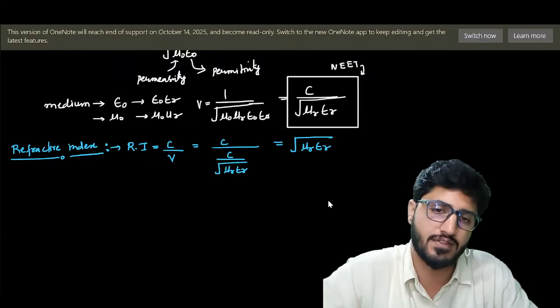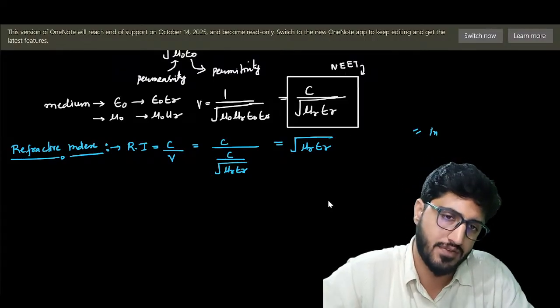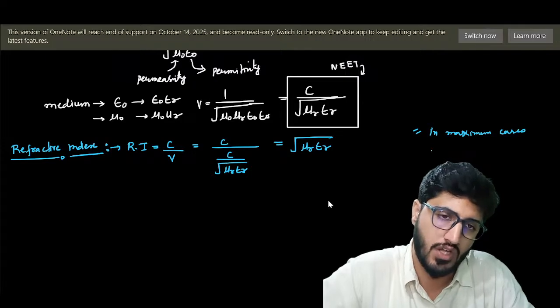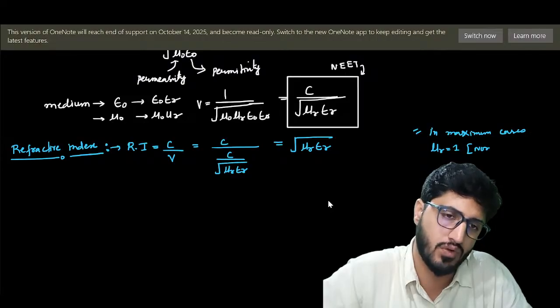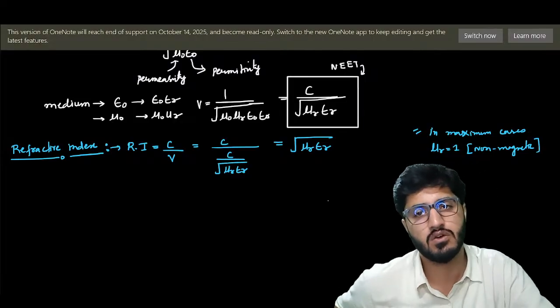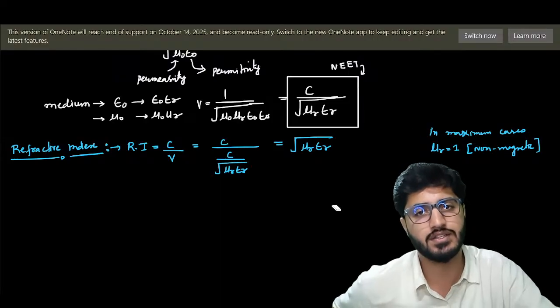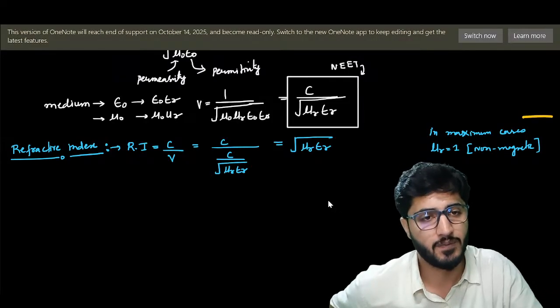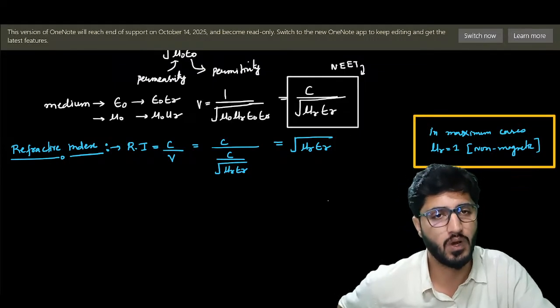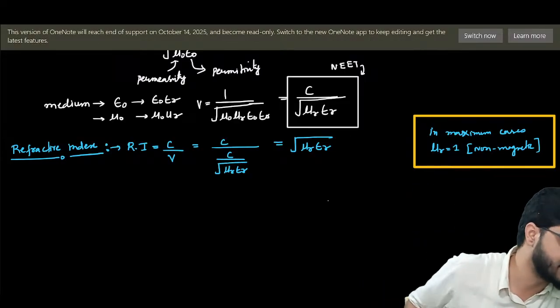And in maximum cases, we are taking mu r equals to 1. Do you know why? Because we consider both are non-magnetic materials. If nothing is given to us, we need to consider mu r as 1. Why? Because non-magnetic substances.